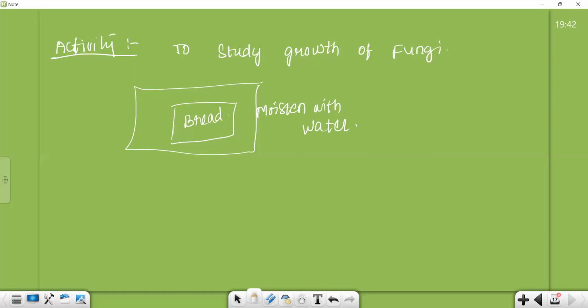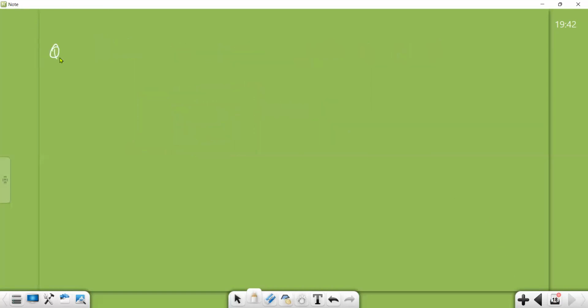Okay, next. NCERT question. What is the first question, students? Can you read the first question? One second.